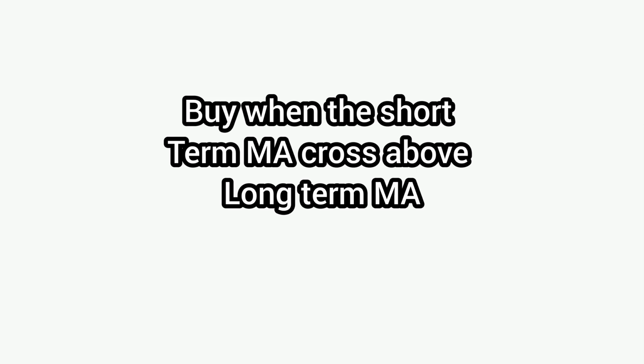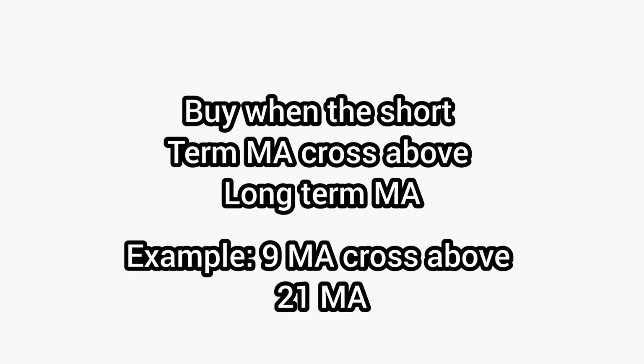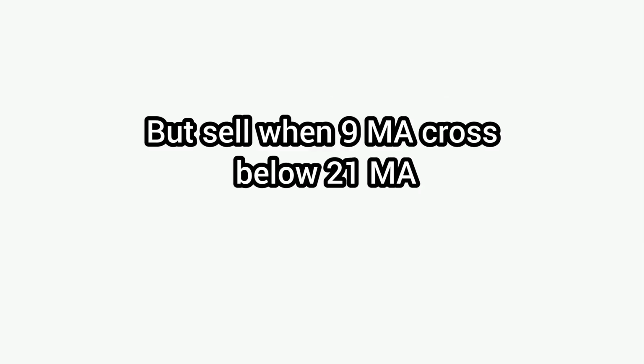Always keep in mind that if you want to trade moving average crossover, go long whenever the short-term moving average crosses above the long-term moving average. Example, if the 9 moving average crosses above the 21 moving average, then go buy. If the 9 moving average crosses below the 21 moving average, you go sell. This moving average crossover strategy can give you a lot of trading opportunities if you master how it works.